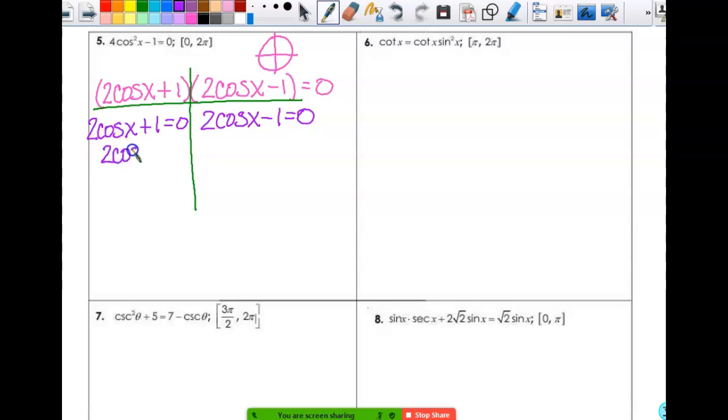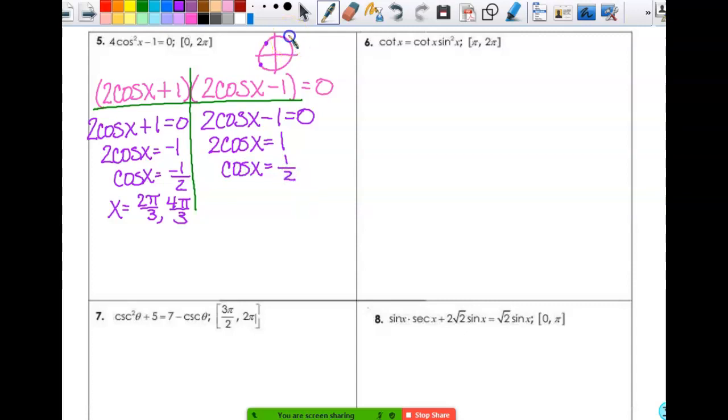So this gives me 2 cosine x equals negative 1. So cosine x equals negative 1/2. So x, using the whole unit circle, cosine is negative in quadrants 2 and 3. When cosine is 1/2, it's a pi thirds angle. So what's my second quadrant pi thirds angle? 2 pi thirds. And my third quadrant? 4 pi thirds. Okay, so I've gotten that one taken care of. Now I got to go do this one. So this is 2 cosine x equals 1. So cosine x equals 1/2. Cosine is positive in quadrants 1 and 4. It's still a pi thirds angle, so I get pi thirds and 5 pi thirds.